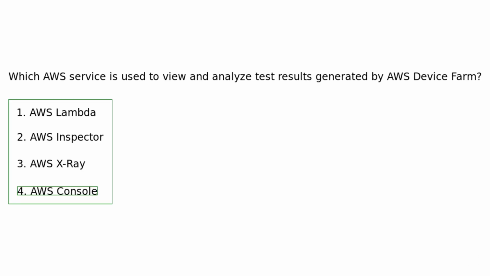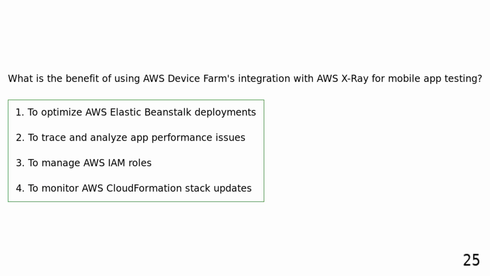Test results generated by AWS Device Farm can be viewed and analyzed using the AWS Console, providing a centralized location for managing testing activities. What is the benefit of using AWS Device Farm's integration with AWS X-Ray for mobile app testing? To optimize AWS Elastic Beanstalk deployments.